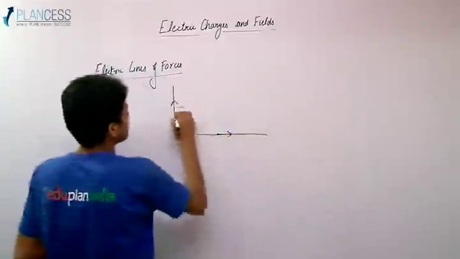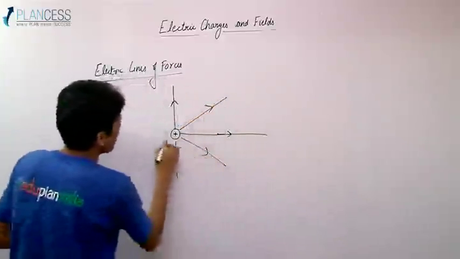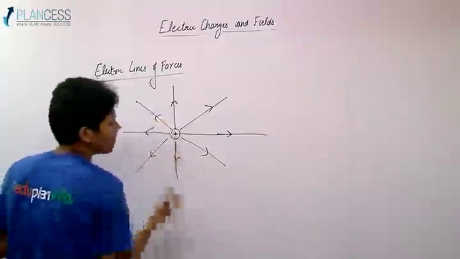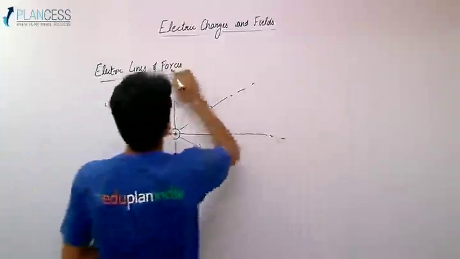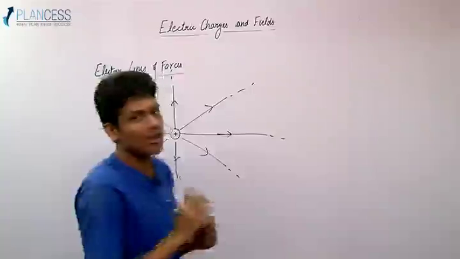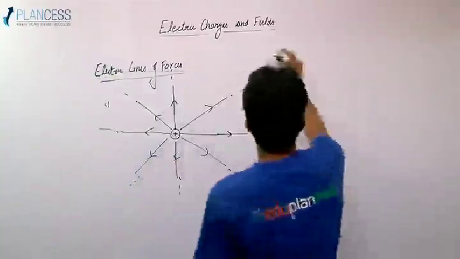Similarly, I can draw a line like this. Similarly, I can draw a line like this. Similarly, electric lines of forces of an independent positive charge can be drawn like this, all radially outward and extending till infinity. Now, this was an independent case. Let me draw a boundary here.